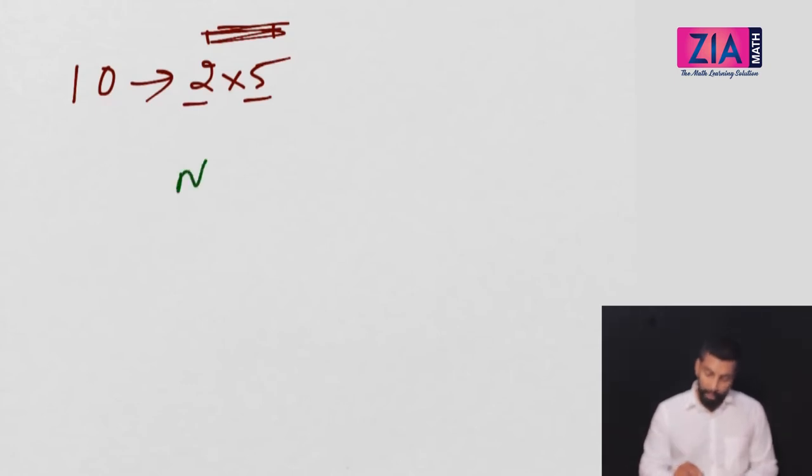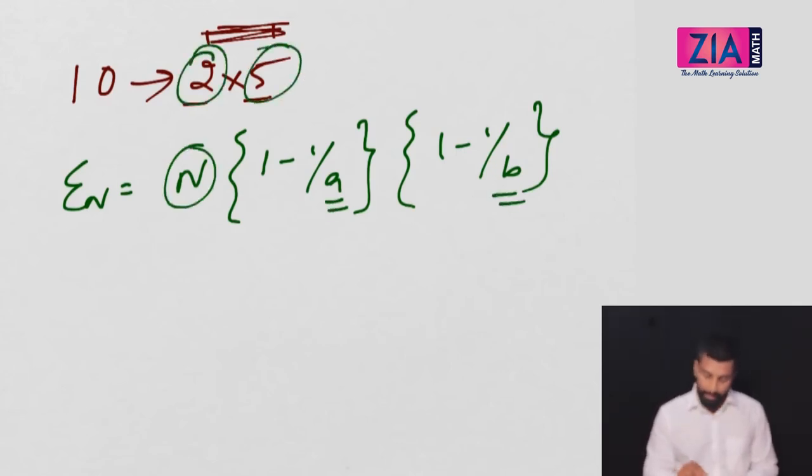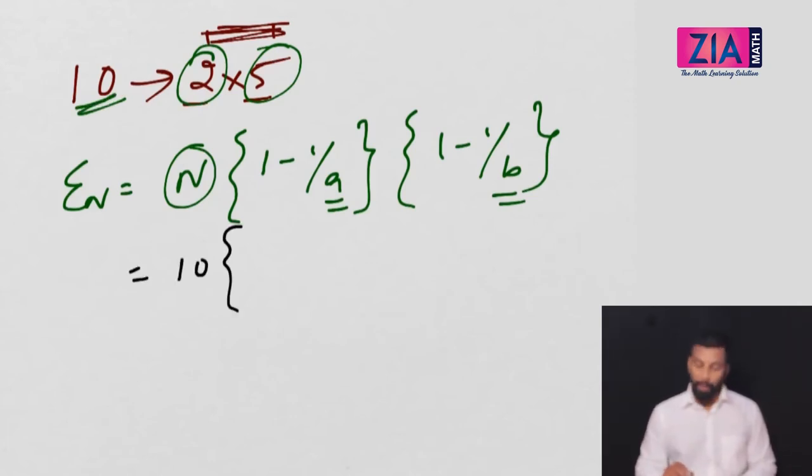Then the formula is Euler's number of n, En, I can write it as n into 1 minus 1 by a into 1 minus 1 by b. What are this a and b? A and b are the factors, this 2 and this 5. What is this n? That is given, 10. So let's find it out. 10 into 1 minus 1 by 2.